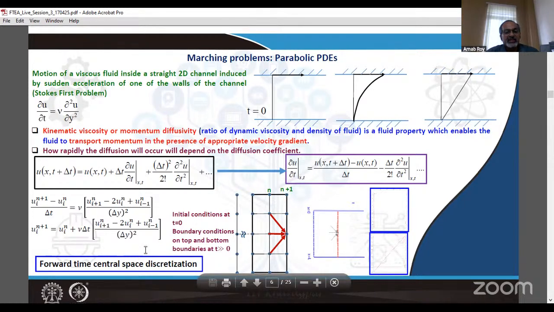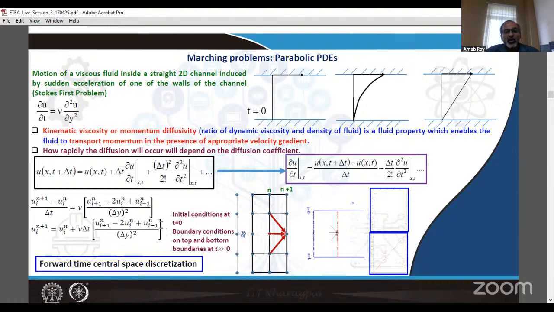Now, since it's an explicit scheme, it is what we call conditionally stable, and therefore you cannot use any kind of delta t that you would love to use. Sometimes if you use too large a value of delta t, then the solution will become unstable. This can be proved through what we call the von Neumann stability analysis.